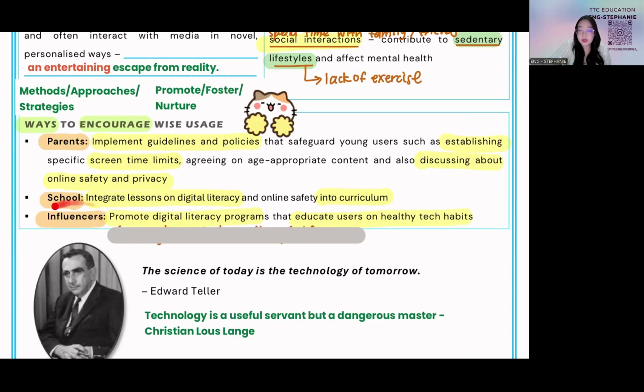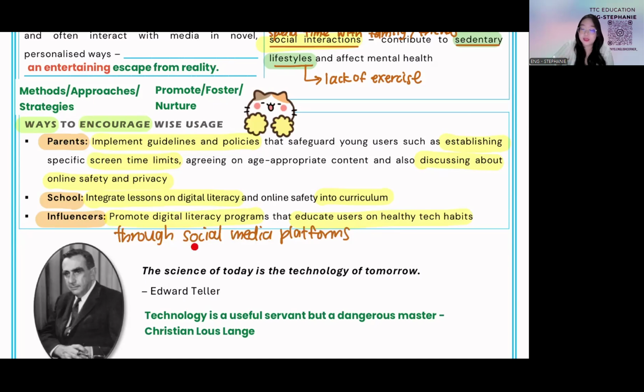Then the very last one is influencers. The influencer shapes how teenagers conduct their lifestyle now. So this is also part of it. All right, because teenagers spend a lot of time using social media. So influencers are also one of the parties that will influence you, encourage you. Okay, so influencers should not be doing pranks anymore. They should promote digital literacy programs that educate users on healthy tech habits. All right, this is what I will be talking about through social media platforms.